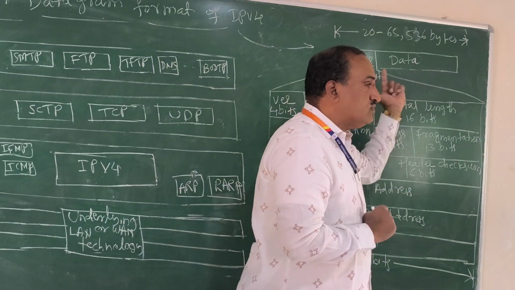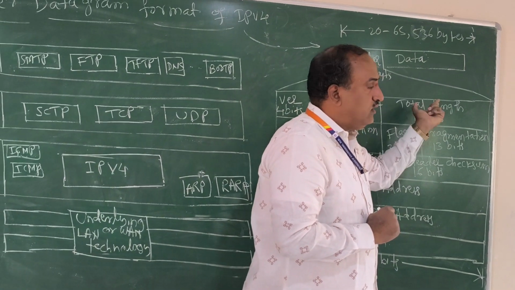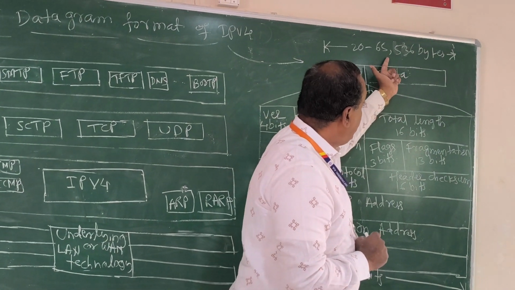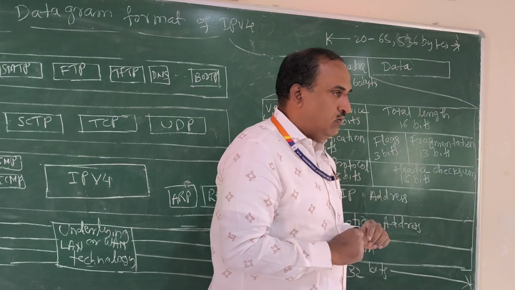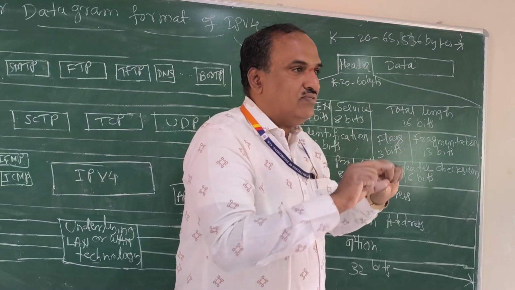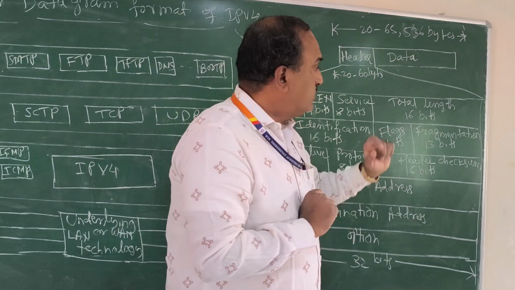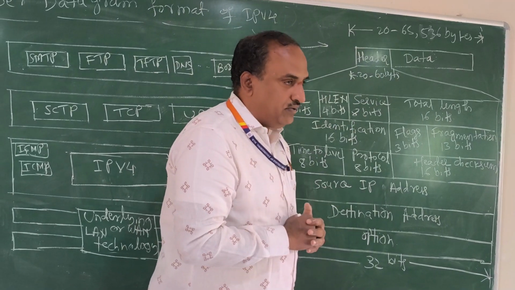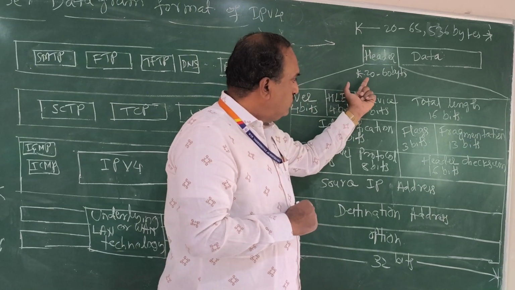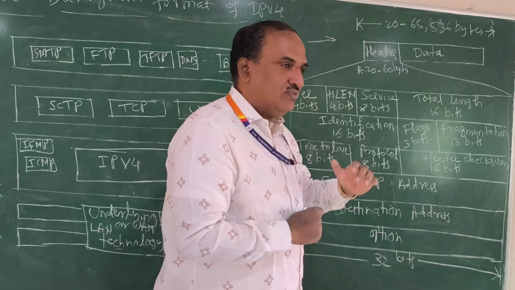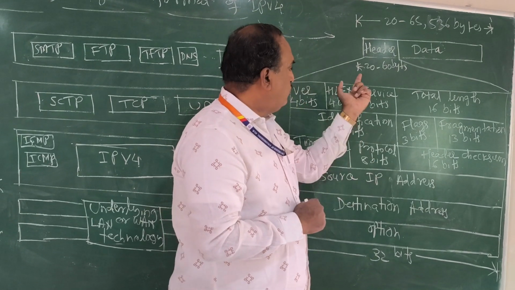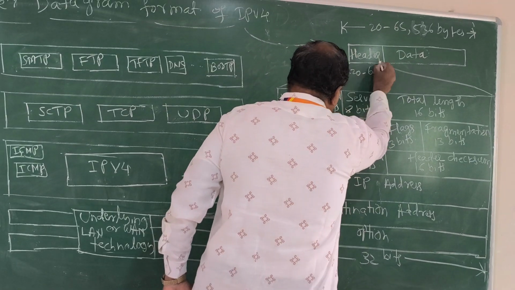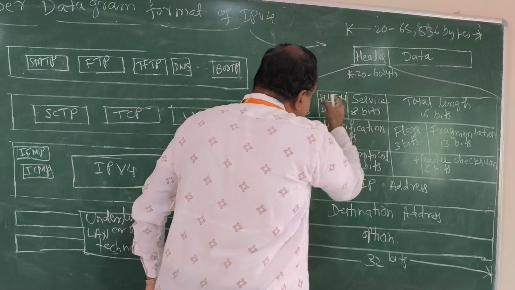The total length of this network layer packet will be from 20 to 65,536 bytes. Suppose a packet contains this much data and this much header. The minimum size of the header is 20 bytes and the maximum is 60 bytes. This is only about the content inside the header.